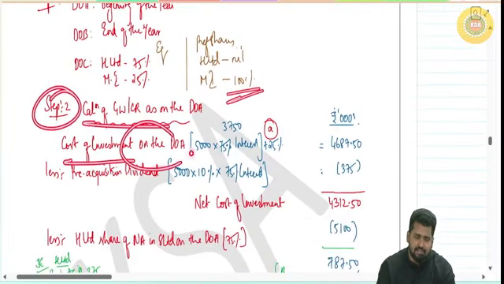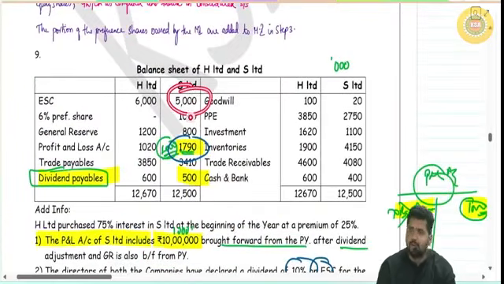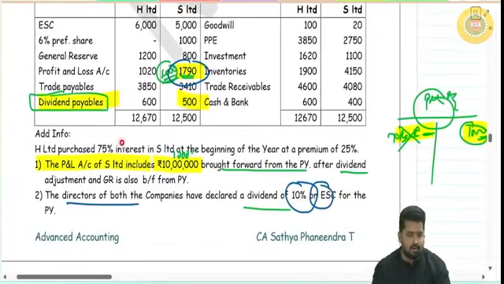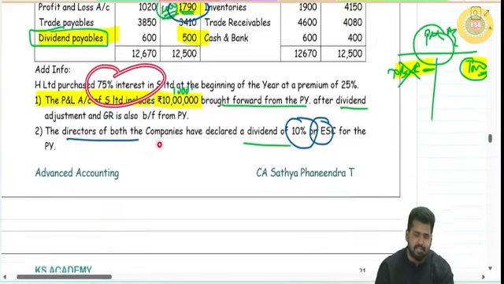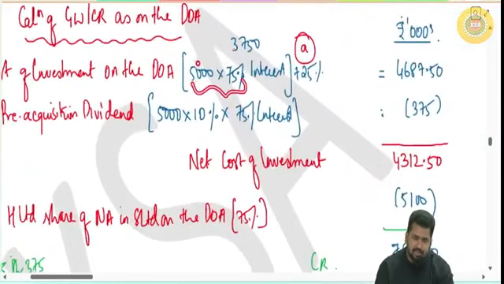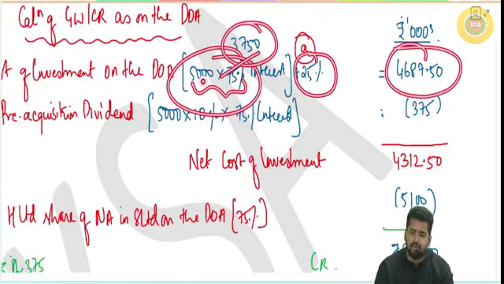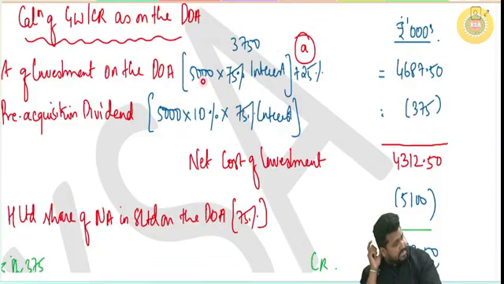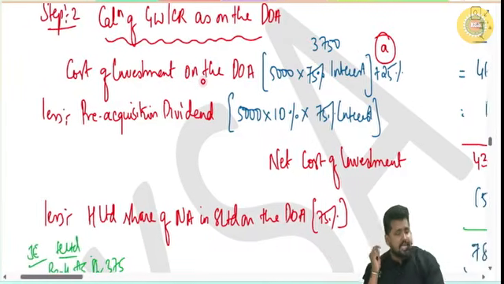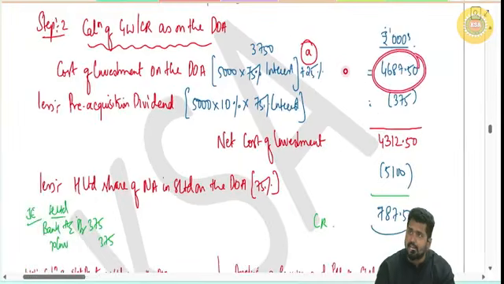So cost of investment on the date of acquisition. Point number 1, how much is the equity share capital of subsidiary? 5000. In that, what percentage are we purchasing? 75%. That too at a premium of 25%. So 5000 into 75%, we are getting 3750. We are not getting at 3750 itself. We are paying 25% extra. Therefore, how much is the cost of investment? 4687.50. Clear?